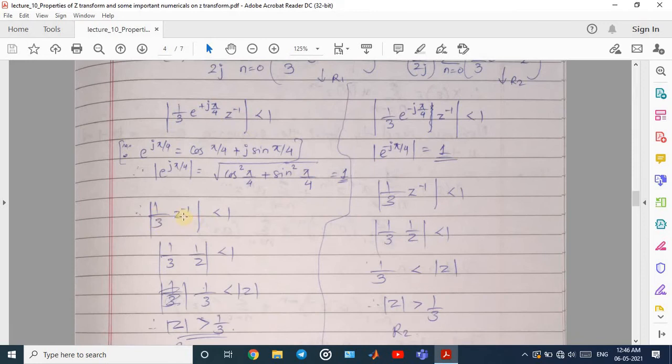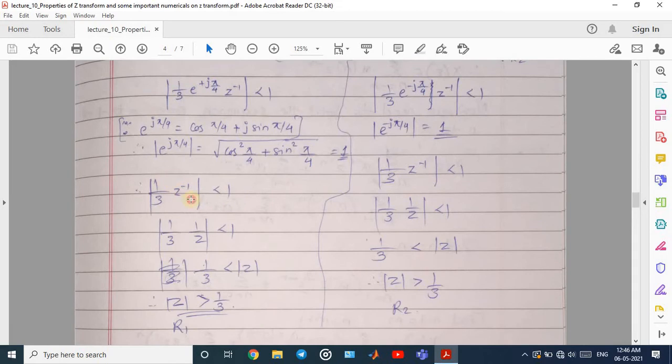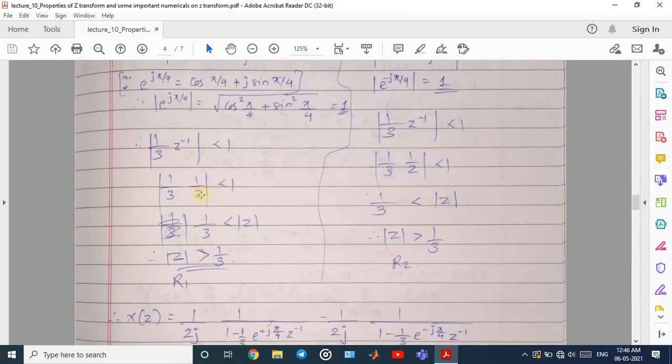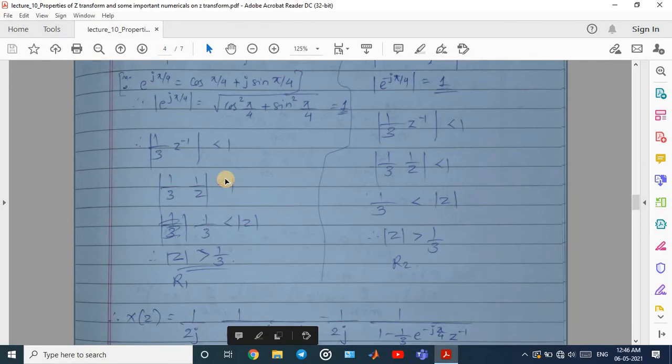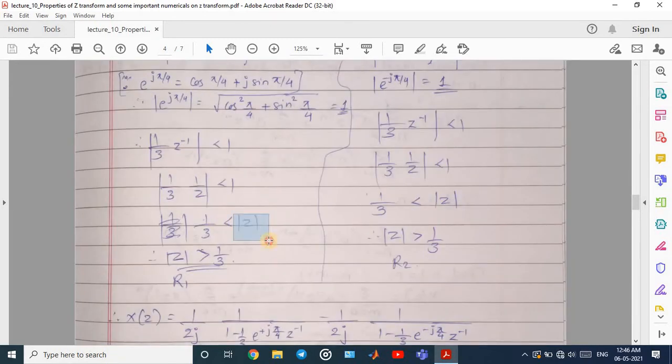So mod of 1 upon 3 z inverse less than 1, so we can write z inverse as 1 upon z, less than 1. Now after cross multiplying this z with this 1, we are getting mod of z greater than 1 by 3. So this is our R1, mod of z is greater than 1 upon 3.